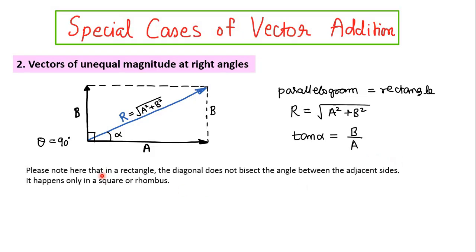So please note here that in a rectangle the diagonal does not bisect the angle. Yes, this angle is alpha, but this angle is not alpha. This is a different angle. The diagonal does not bisect the angle between the adjacent sides. It happens only in a square or rhombus. So only if the magnitudes of a and b are equal, then only the resultant or the diagonal will bisect this angle between the two vectors.